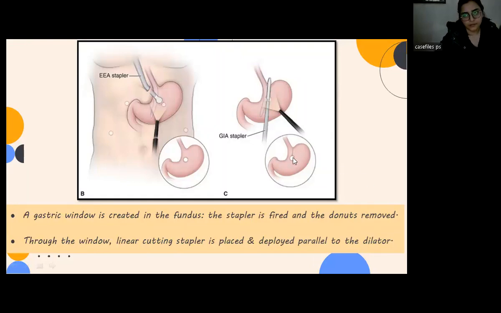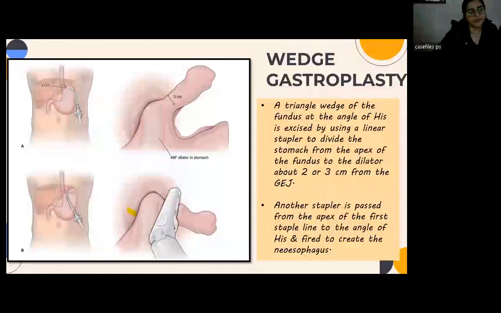And this will be our eventual staple length. If we just staple it and leave it, it is uncut Collis. However, if we further proceed with the fundoplication, it becomes Collis-Nissen fundoplication.